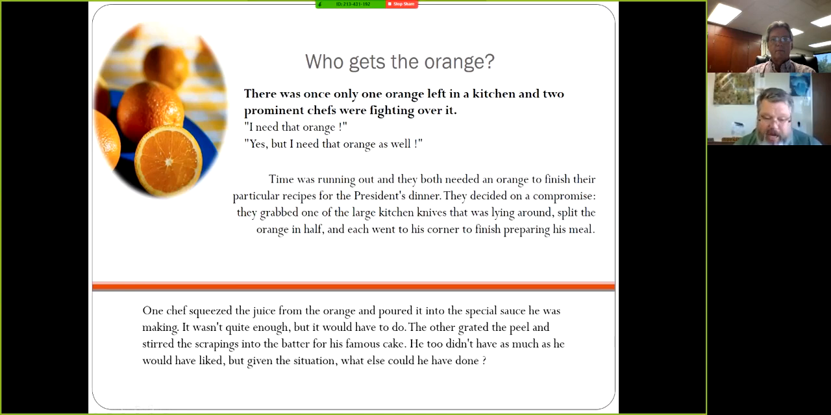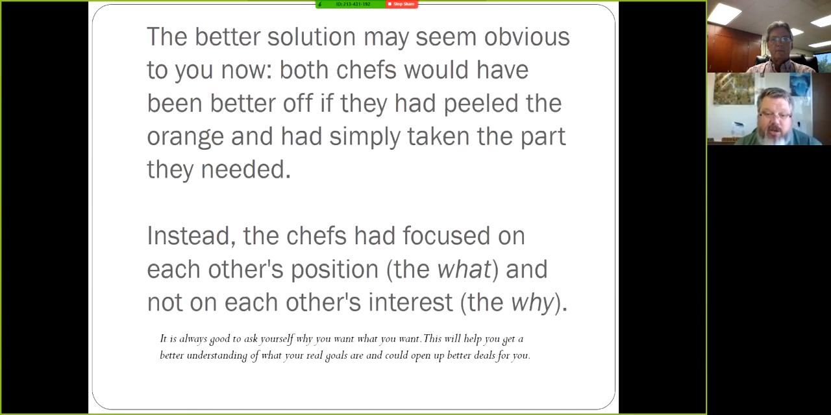Most of us do. Instead of cutting in half, one gets the peel, one gets the juice. That's what happens when you take the stance of interest-based bargaining and you start to focus on the why. What is important to the individuals? If they had just taken the time to say, why do you need the orange? One of them would probably have said, I just need the juice for my sauce, and the other would say, oh, that's great, no problem, I just need the peel. They could have settled on it, but they didn't focus on the why. They focused on the what, the positions, and they both wanted that orange.